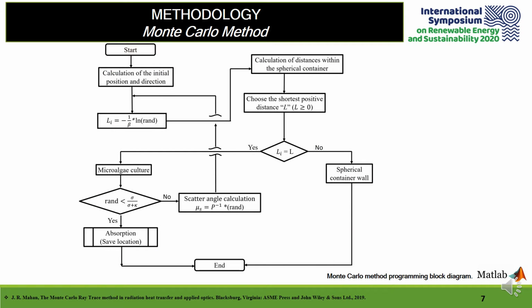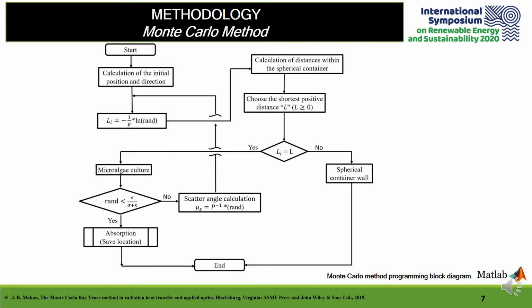To solve the radiative transport equation, a stochastic method was used. This method is well known as Monte Carlo, that consists of the tracking of bundles or individual photons from their generation point of a light source until they are absorbed or scattered by suspended particles within the system. The algorithm to describe this phenomena starts with the calculation of initial position and direction. After that, the calculation of probable interaction distance with microalgae, or with the boundaries of the spherical container.